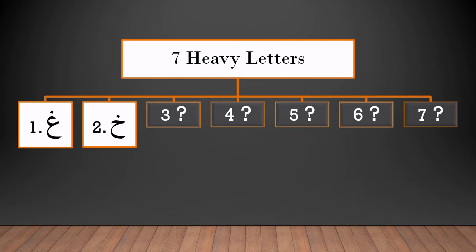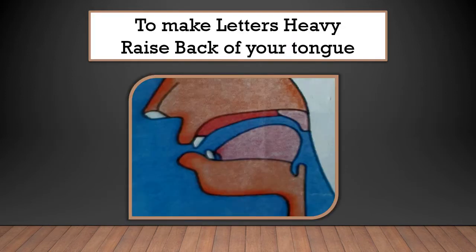The correct pronunciation of these two alphabets is ghain. It's not ghain. Khaa. It's not kha. They must be pronounced heavy. The only way you can make a letter heavy is by raising the back of your tongue and trying to touch the back of your tongue to the roof of your mouth. By doing so, the sound of the letter will automatically become heavy.